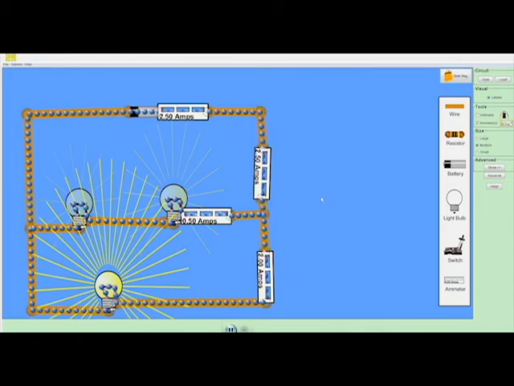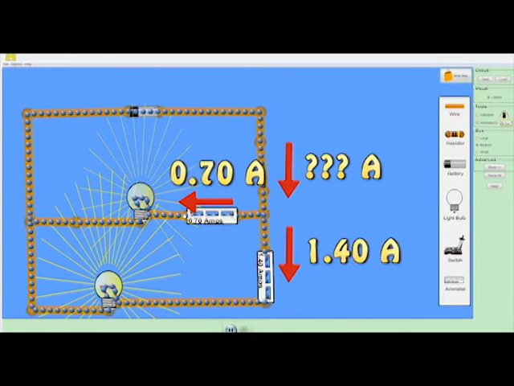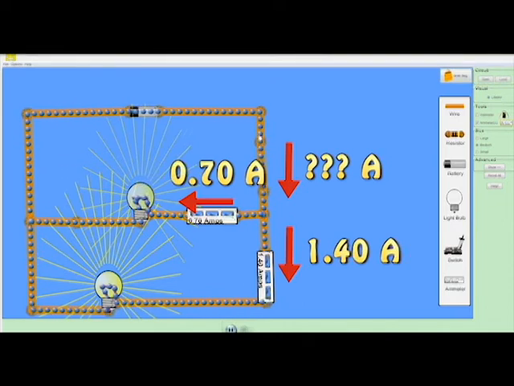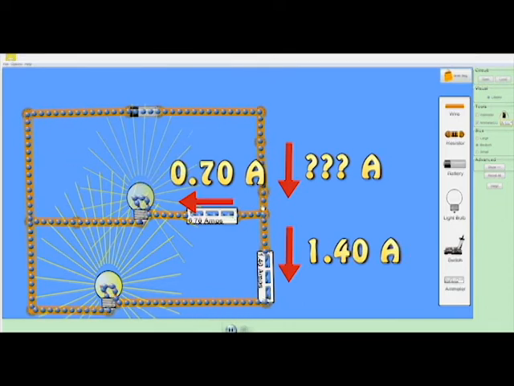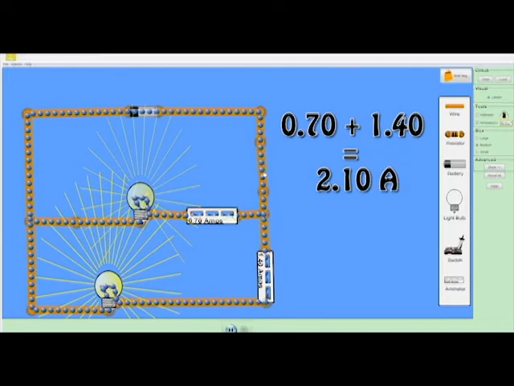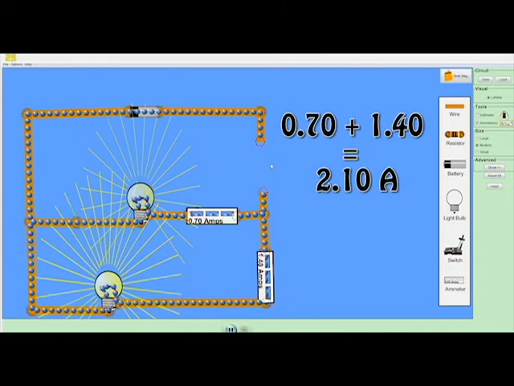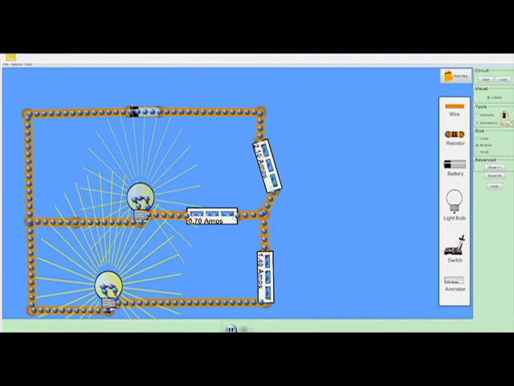Let's try another example. This time we have 0.7 amps along this branch and 1.4 amps of current in this branch, and we want to know how much is coming into that point. Total current in equals total current out of that point. If we add together these 2 currents, then we should have the total current in. So 0.7 plus 1.4 equals 2.1 amps. We'd expect there to be 2.1 amps of current coming in here. Let's check to see if that's correct. And there we go, you can see 2.1 amps of current here.